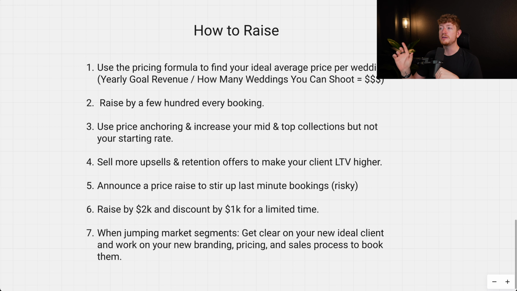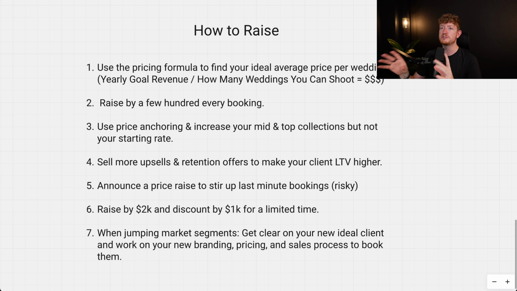And then what you can do then, let's say before you did this, your pricing was 3K, and maybe your top tier collection was like 5K or something. Then cool. Now you can raise to 5K mid tier and 10K top tier. But then maybe you can keep your starting rate very similar or even the same, right?